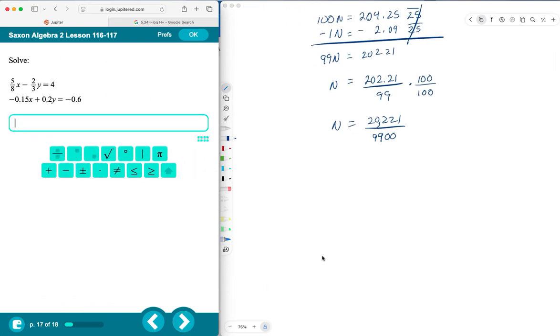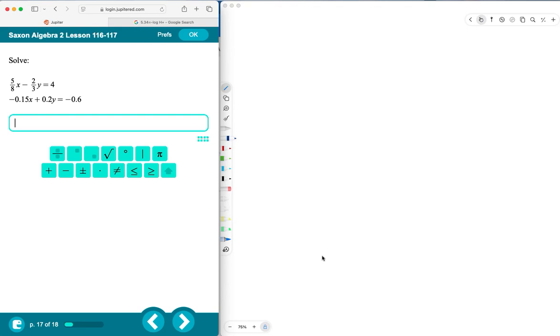All right, 17. This one and one more. So first we got to get to a, come on, 5 over 8x minus 2 over 3y equals 4. We need a common denominator, 24. So I'm going to multiply this by 3 over 3. I'm going to multiply this by 8 over 8. And I'm going to multiply this by 24 over 24.